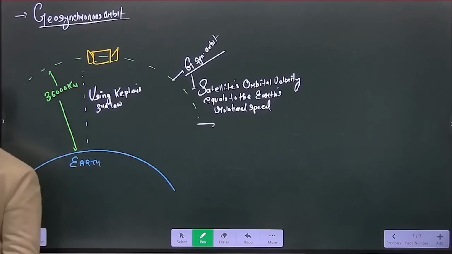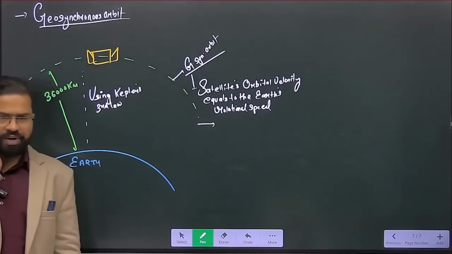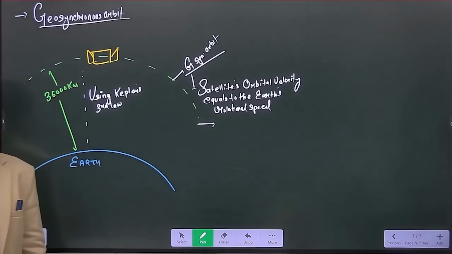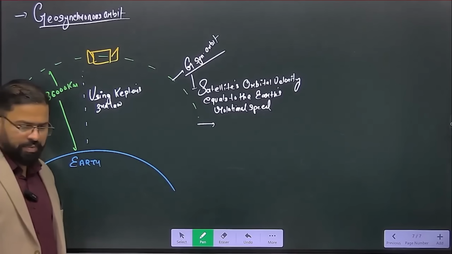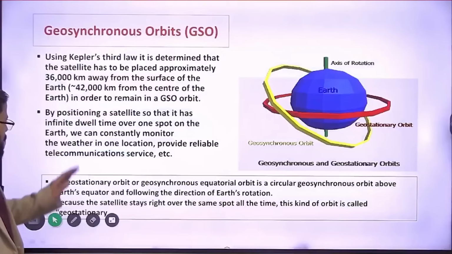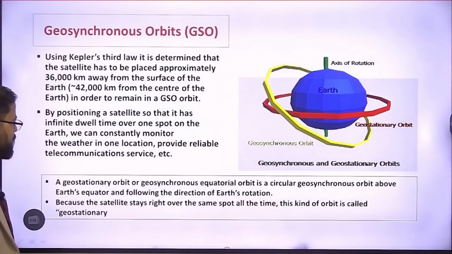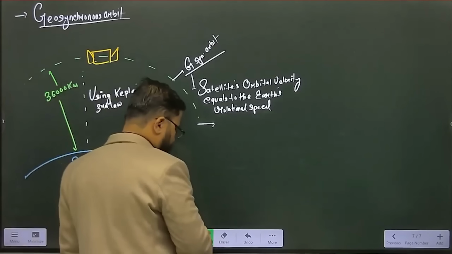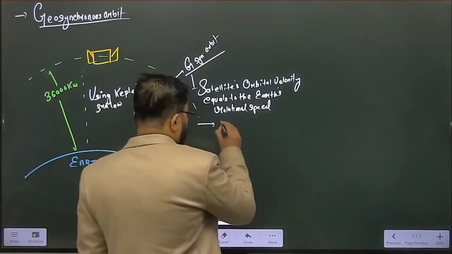Because of this, the satellite will have infinite dwell time. That means the parked satellite will continuously monitor a particular region itself. Infinite dwell time. By positioning a satellite so that it has infinite dwell time over one spot on the Earth, we can constantly monitor the weather in one location and provide reliable telecommunication services.